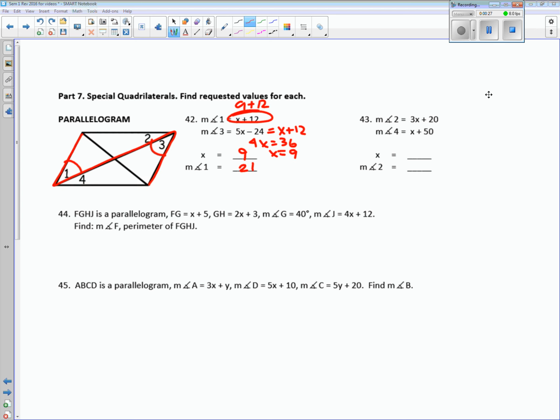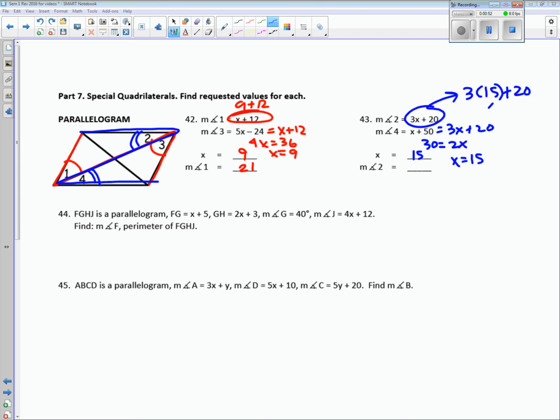Same thing's going on for angles 2 and 4. That represents the top parallel to the bottom, so those two alternate interior angles are congruent. So I can set these two equal. When I do that, if I subtract x from both sides, and then subtract 20 from both sides, I get x is 15. Then when I plug that into angle 2, I get 3 times 15 plus 20, which is 45 plus 20, which gives me 65.